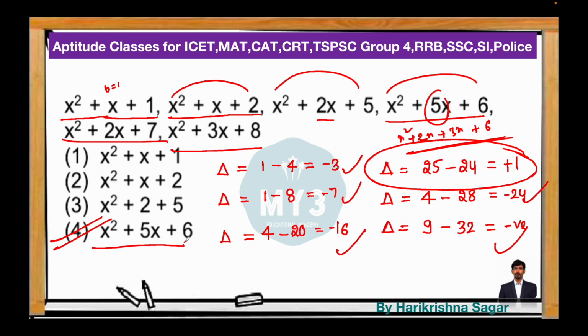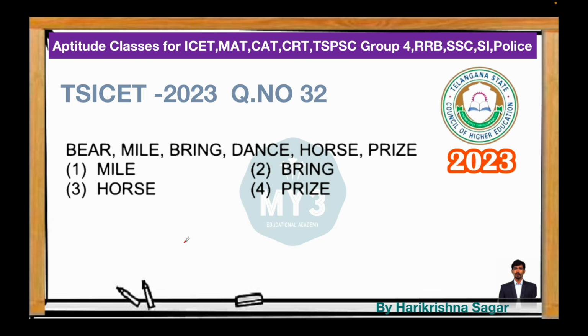So find out the discriminant value. This is another expected question in the odd man out. Whenever you come across equations, find out the discriminant value. It's a repeating question. Please do not skip this type of question, and it is a very simple question. Moving forward to the second question.